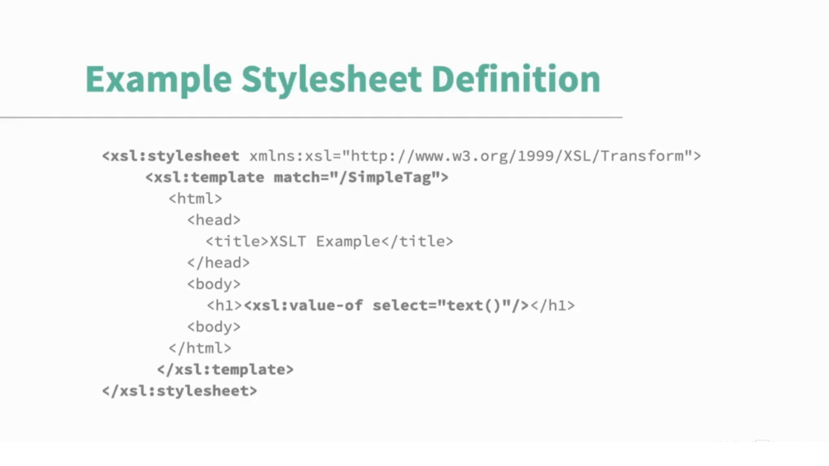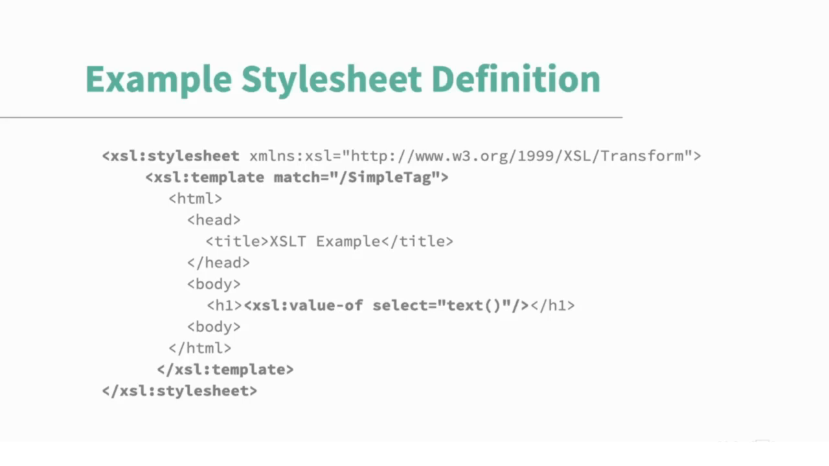Inside the template, I define the HTML code I want to replace the XML content with in the source XML document. So this style sheet is taking XML and transforming it into HTML. And I could just as easily transform it into text or anything else. But in this case, I'm transforming it to HTML.